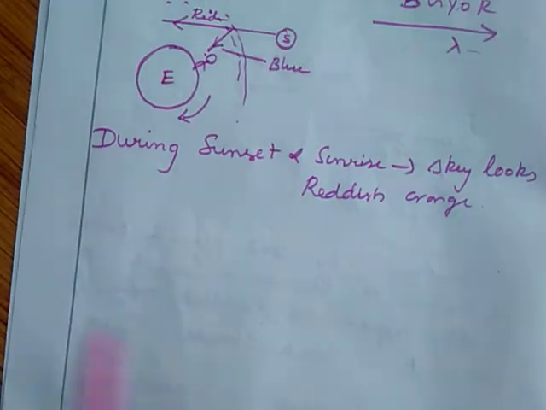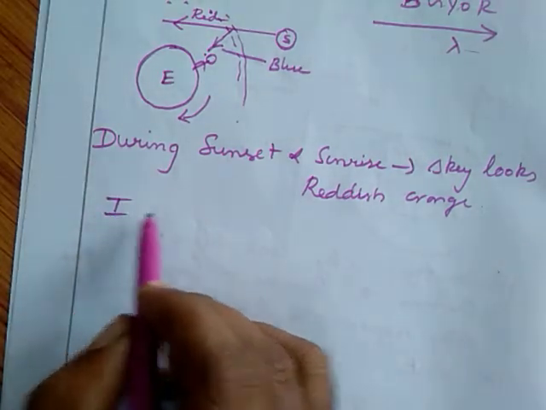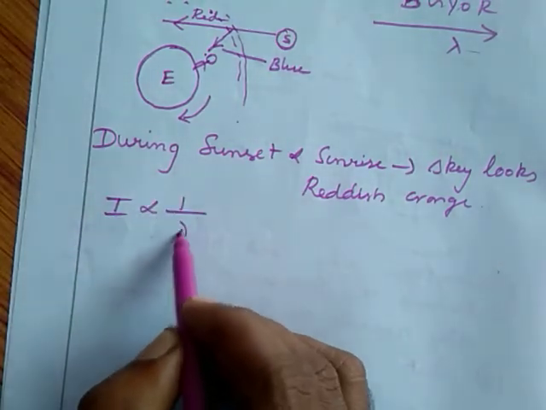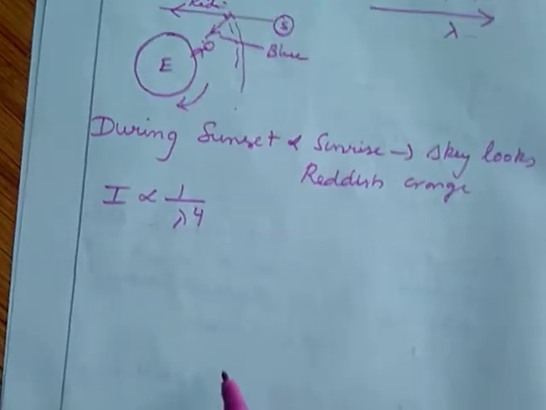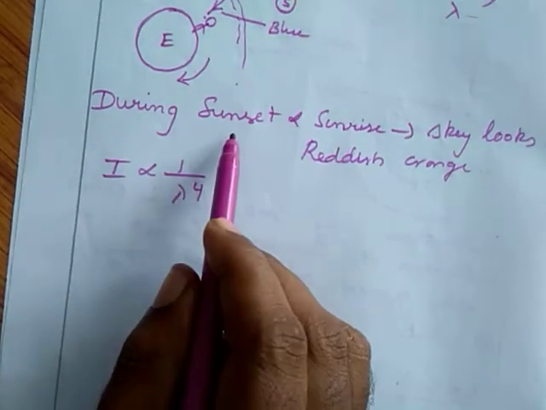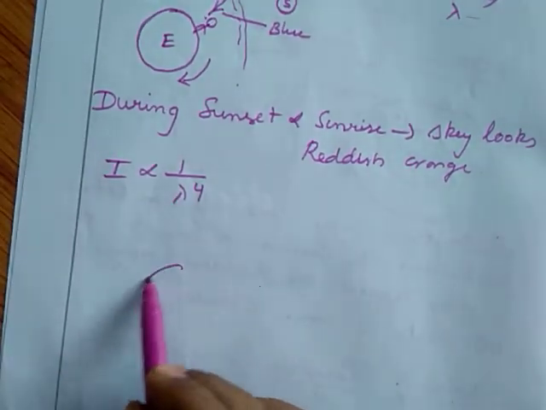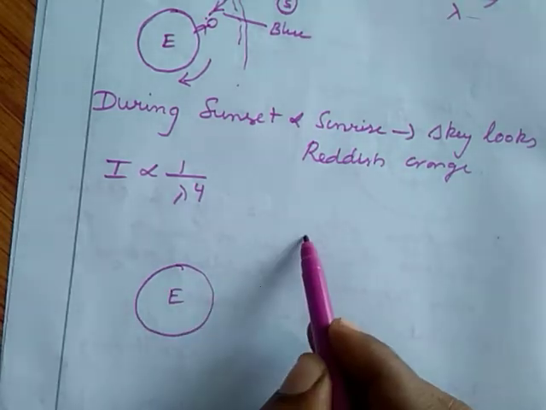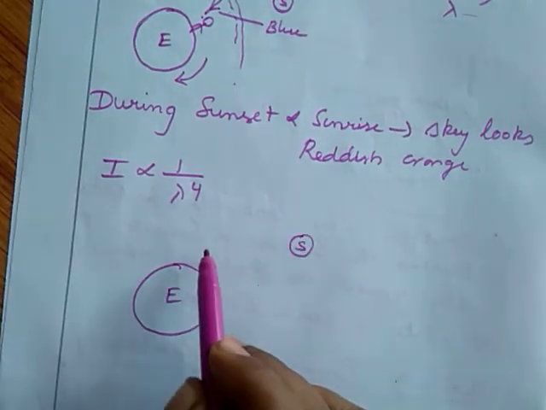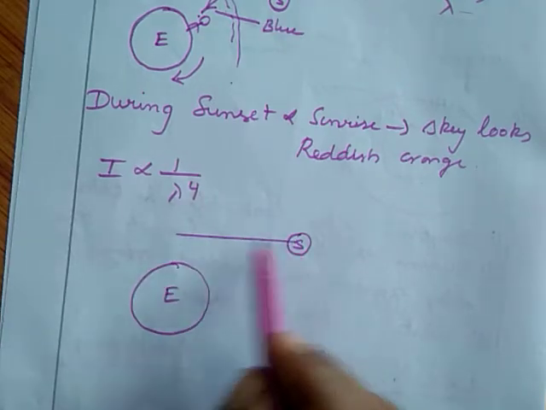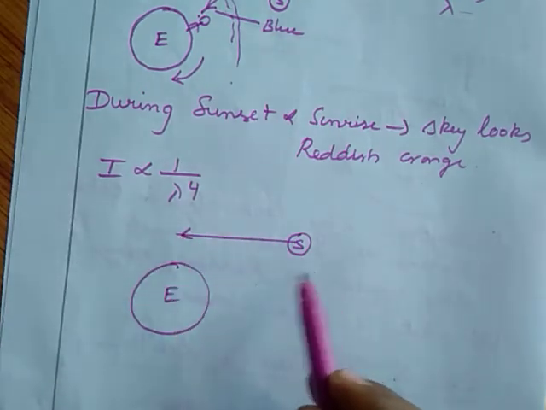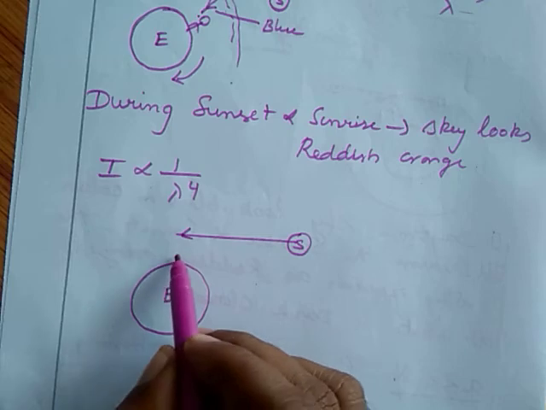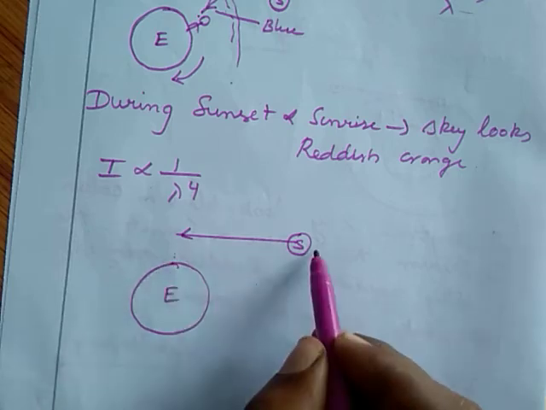This also follows from the Rayleigh scattering law: the intensity of the scattering is inversely proportional to the fourth power of the wavelength. At the time of sunset and sunrise, the light from the sun has to travel through a larger part of the atmosphere. At that time we are far away from the sun.